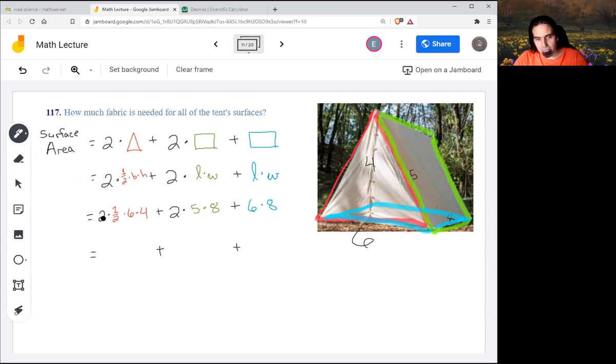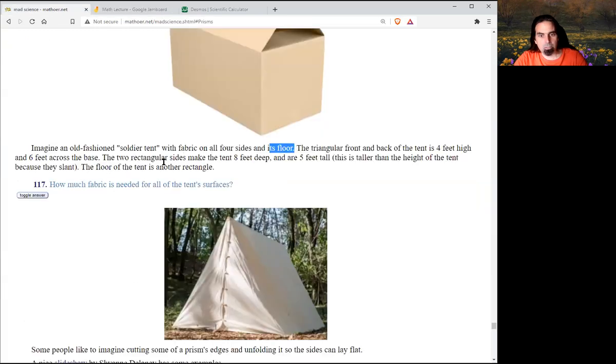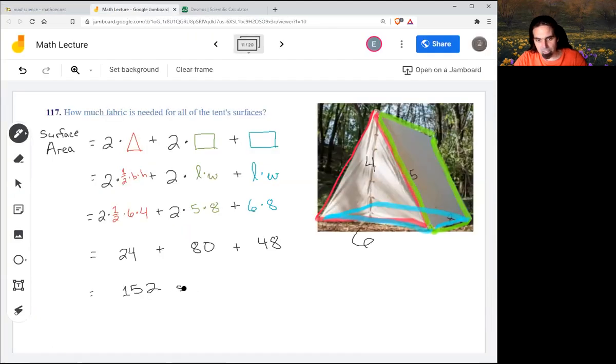So 2 times a half is just 1. 6 times 4 is 24. Welcome to plug these in your calculator. You don't have to try them all in your head. 2 times 5 is 10. 10 times 8 is 80. 6 times 8 is 48. Add them all up. 104, 152. And these are in feet. So square feet. Ta-da.